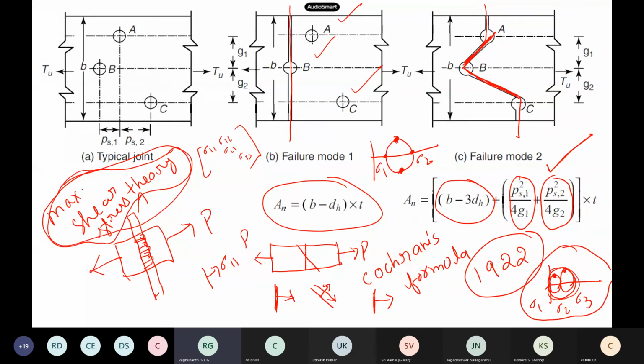So now you have to calculate all possible failure modes. So finally, which one will you take in design? Now, see, suppose here I have got some tensile area, B minus D into T. Here, in this failure mode, I have another tensile area. So which one will you use in design?